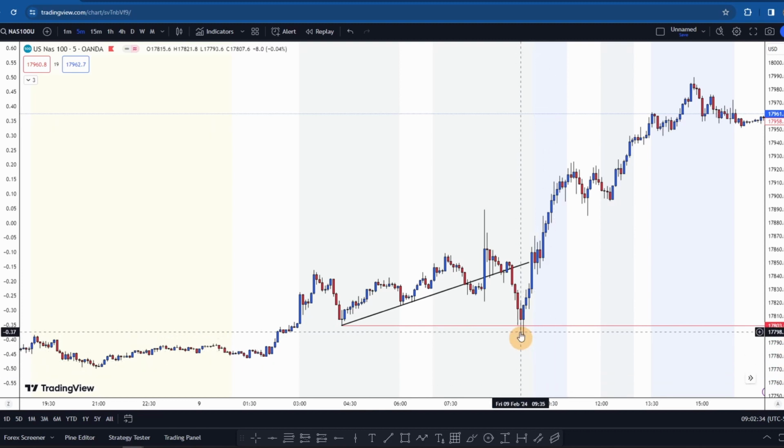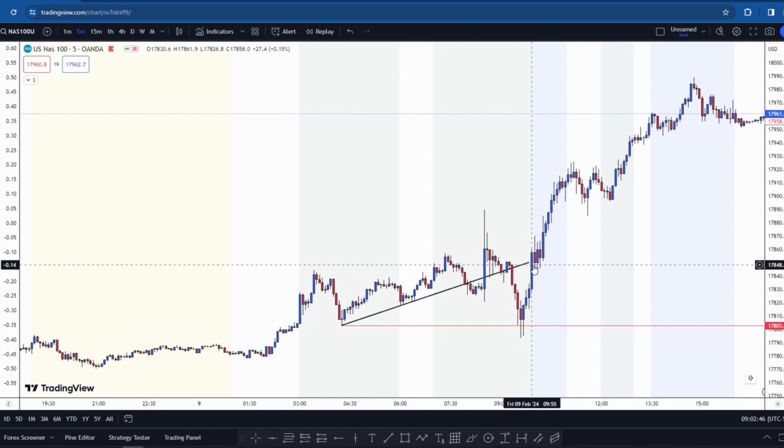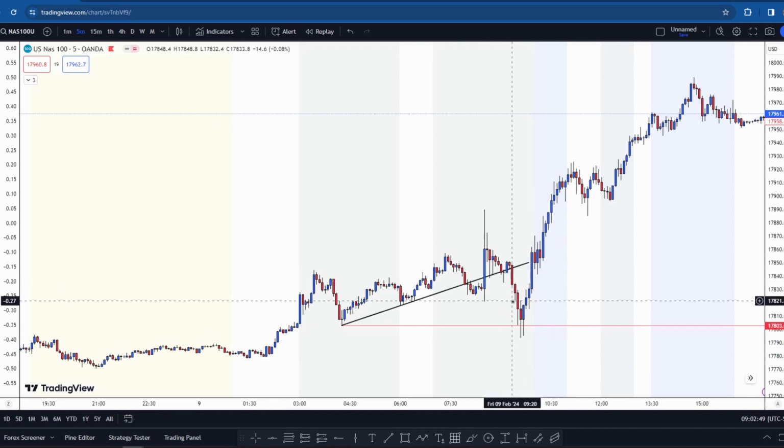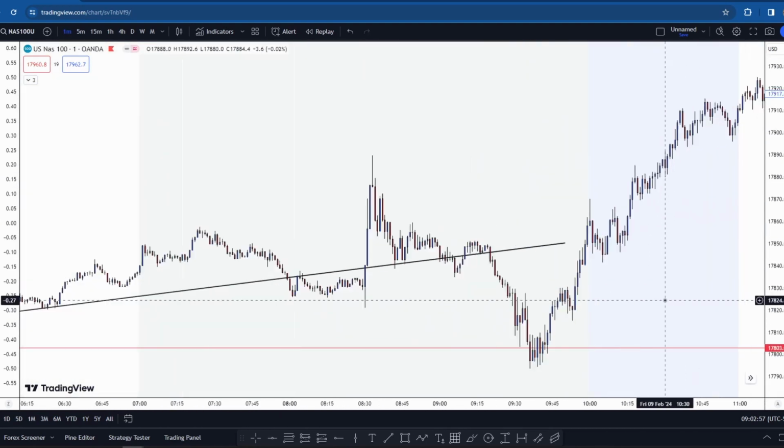So I entered right over here, even though it wasn't in the silver bullet. From 10 to 11 I entered right over here because I saw the liquidity run. That's why I took it, but otherwise I only trade from 10 to 11. So now price went down and it took the low right over here, and now if you want, you can go into the 1 minute time frame and you can look for entries.